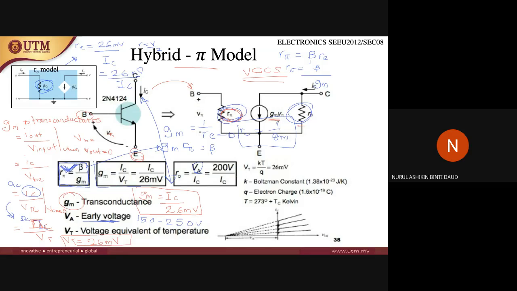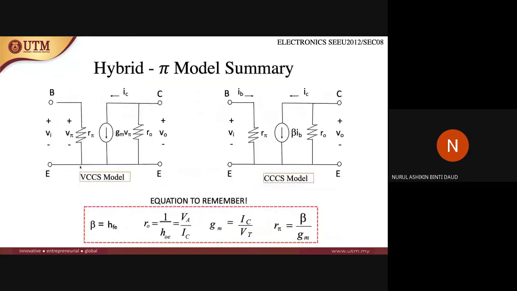So these are the formulas about the hybrid pi model. This is the summary of the hybrid pi model. I think up until here, maybe some of you are thinking it's quite confusing or complicated, right? But we're going to look into the details of the circuit analysis later on. All right, so this is the hybrid pi model summary.